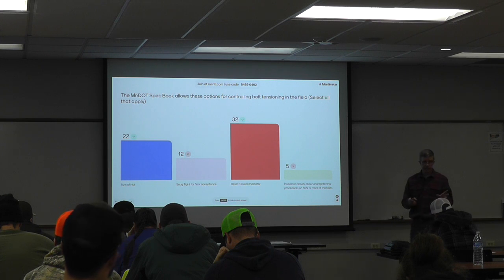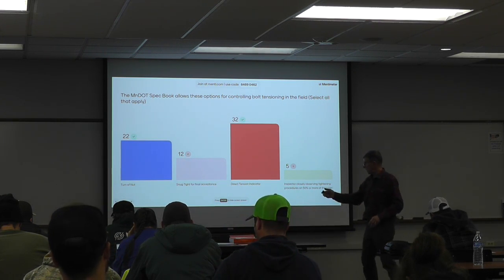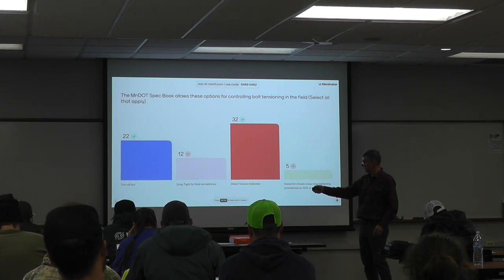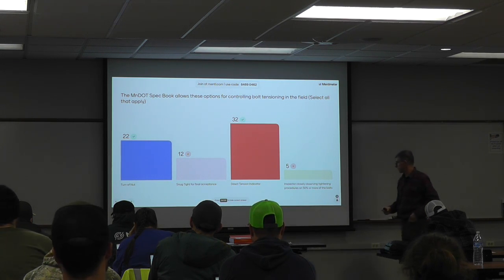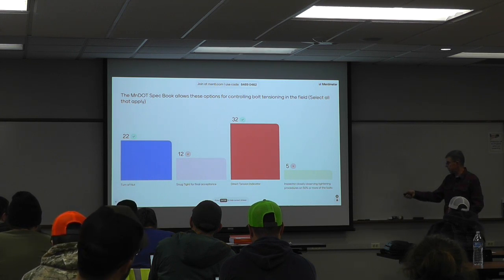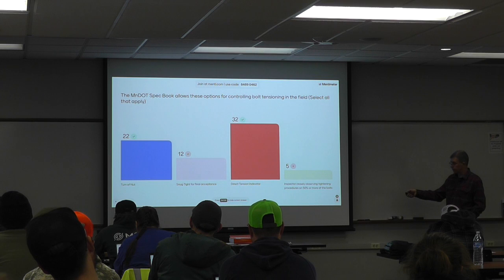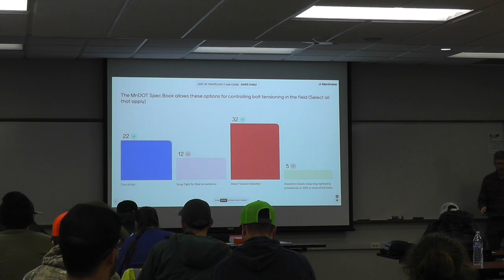Turn of nut is an older method, but it still works. You snug tight it. So then this one, snug tight to final acceptance: no, you don't finally accept the bolt there, but that's to get it to the point where the turn of nut can snug. And inspector closely observing tightening procedure at 50% more: no, we want to be aware of what they're doing, but that's not an option in the spec. Turn of nut and DTIs are the options.